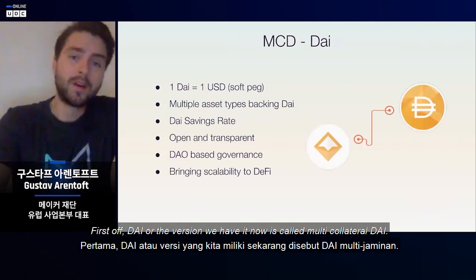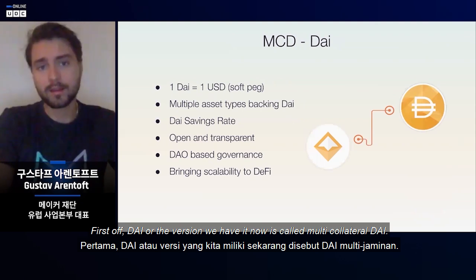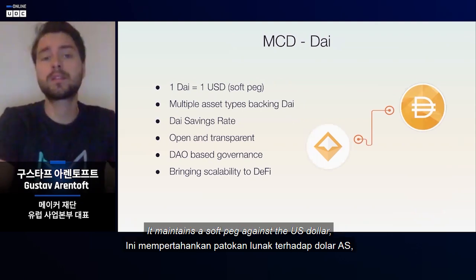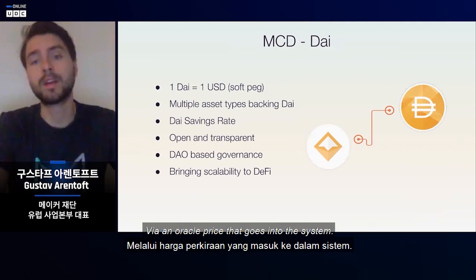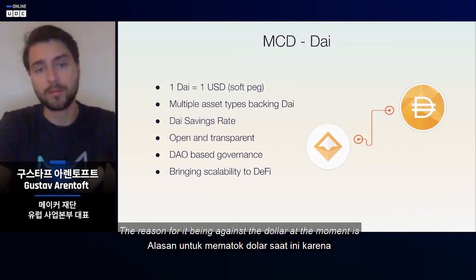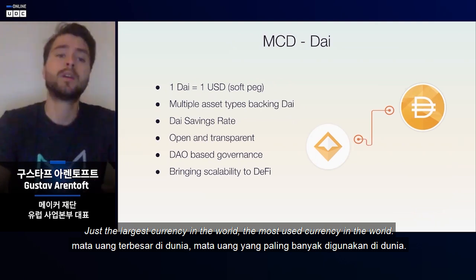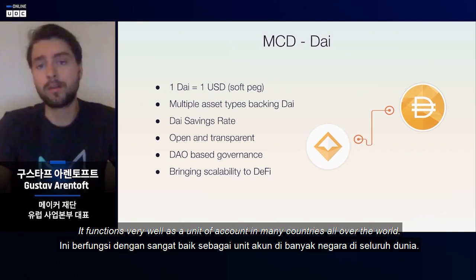So first off, DAI, or the version we have it now, is called multi-collateral DAI. It maintains a soft peg against the US dollar via an oracle price that goes into the system. The reason for it being against the dollar at the moment is just that that's the largest currency in the world, the most used currency in the world, and it functions very well as a unit of account in many, many countries all over the world.